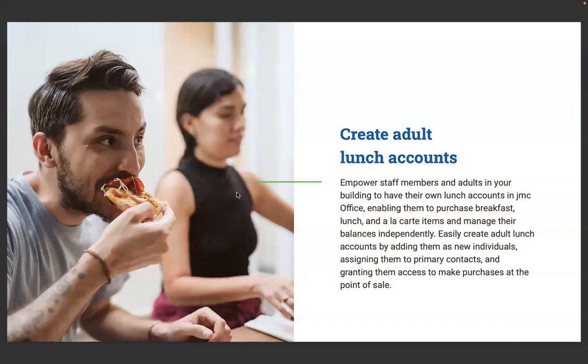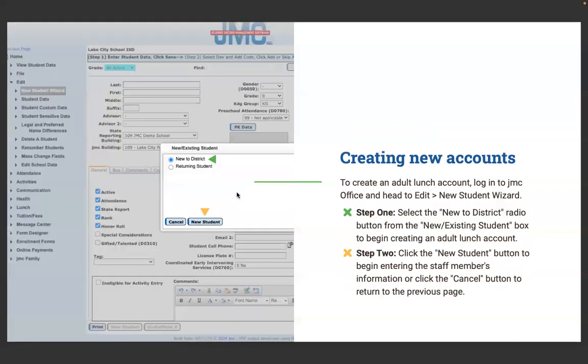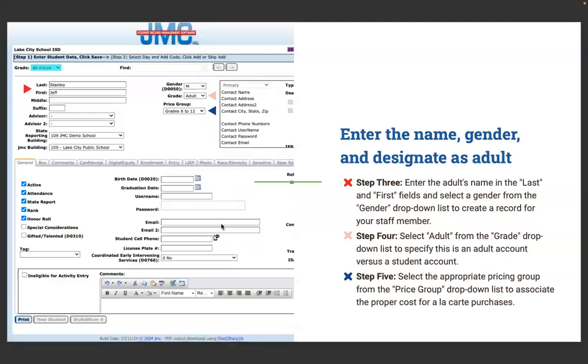The only difference is when you add them, you're not going to be adding them as a grade level, you're going to be adding them as an adult. So we're going to use the new student wizard, kind of a misnomer because they're not students, but they're new people to your school. You're going to head to Edit, New Student Wizard. You select New to District, and then you click the New Student button right here.